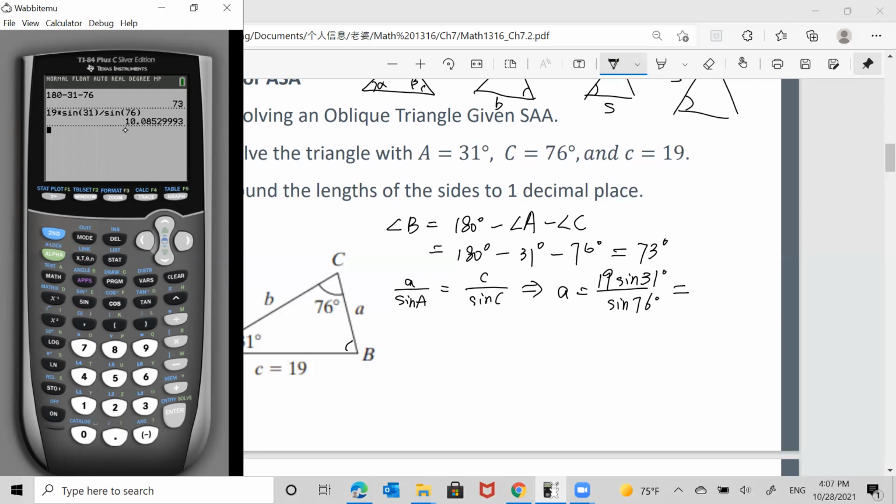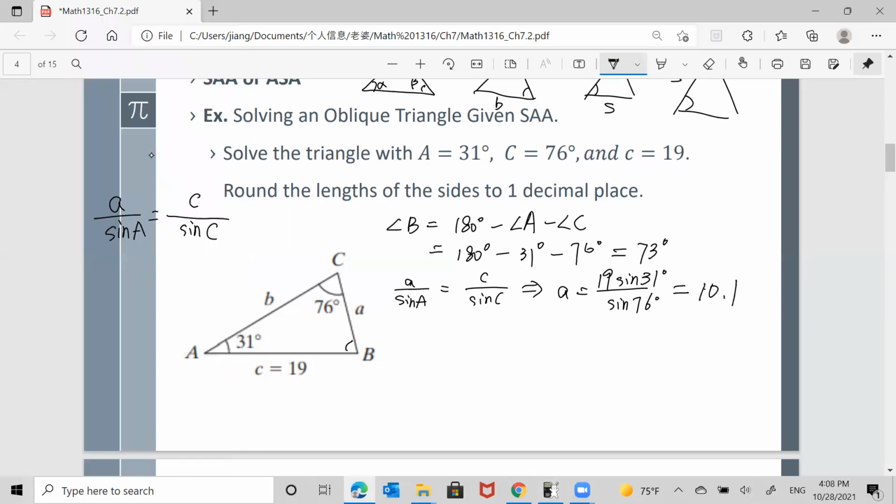So we should keep 10.1 in the answer here. So 10.1, that's a. How about b and c? Because here we found the angle B. So by the formula, c over sine C is given. I can use b over sine B equals c over sine C.